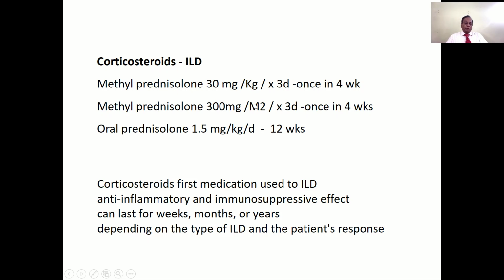Some people, if you go by body surface area, use methylprednisolone 300 milligram per meter square. And it more or less works out to the same thing. You can use methylprednisolone, which is also found to be a very good drug. And every month you have to give it for 3 days. Then you have to go on for at least 3 to 6 months. Some people go for 3 months, some people you have to go for 6 months. It all depends upon the response.